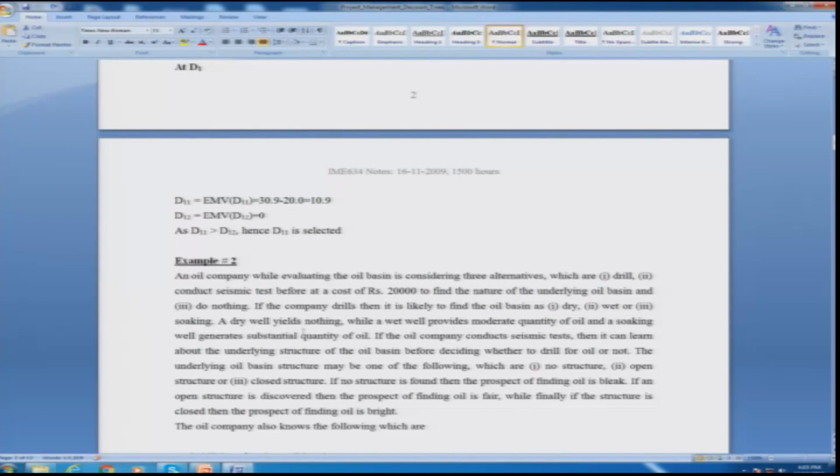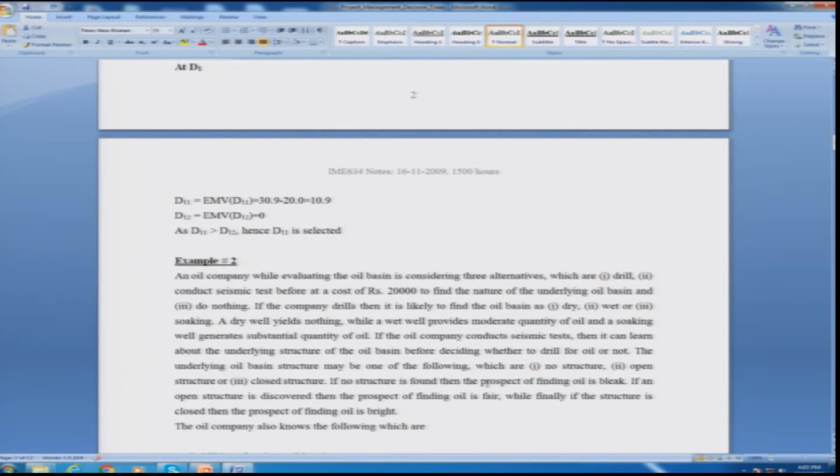Now, a dry well yields nothing, that means it would not give you any oil. A wet well will provide you a moderate quality of oil, and a soaking well will definitely give you the maximum amount of oil. Now, the underlying oil basin structure can also be of different qualities or variety. One can be no structure, one can be open structure, and one can be closed structure. These are just characteristics of the basin where you will be trying to drill.